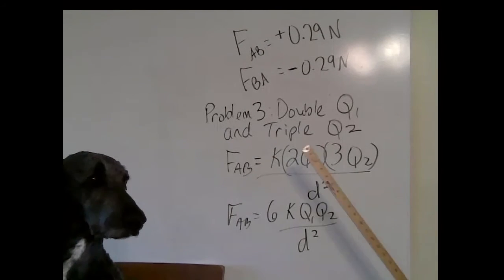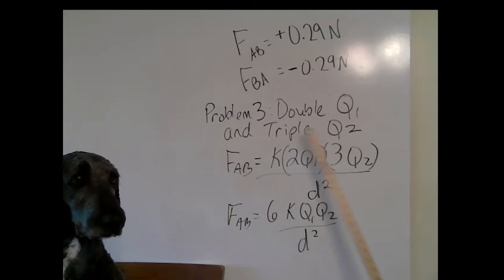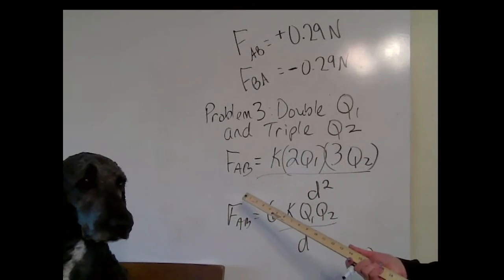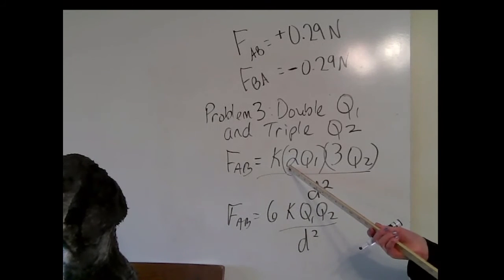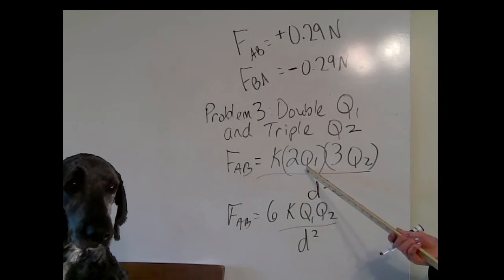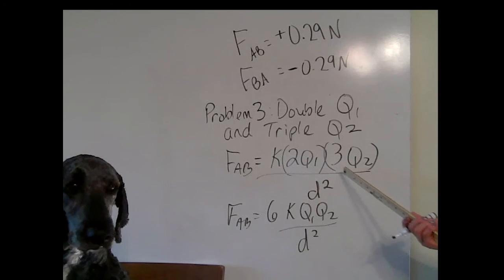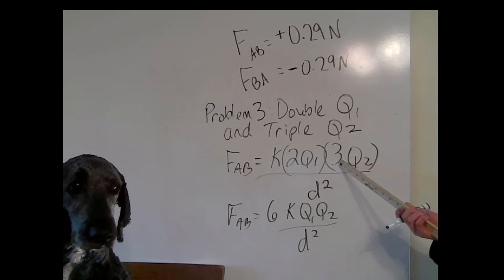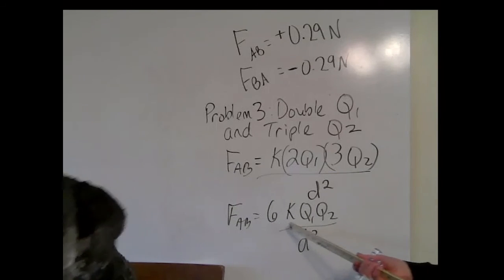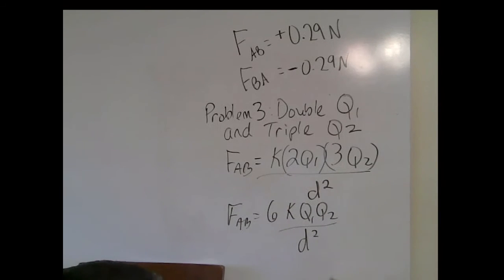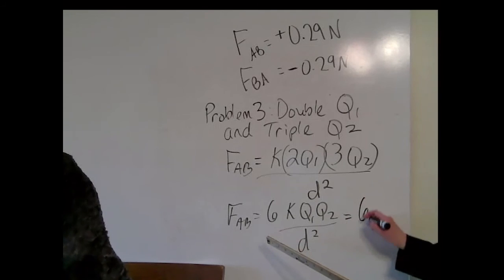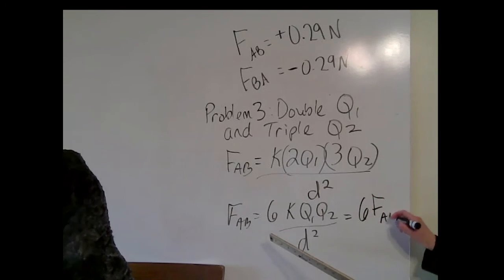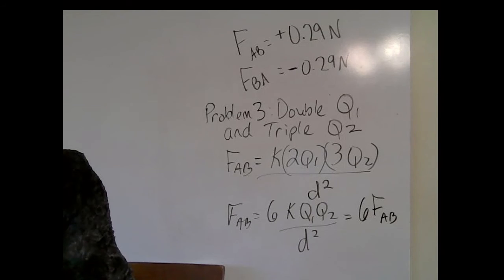Okay, in this problem here, we're going to double Q1 and triple Q2. So you'll see, it's a proportionality problem. K is the same. You're plugging in 2 times Q1 for Q1 and 3 times Q2 for Q2. That becomes 3 times 2, which is 6 times K Q1 Q2 over D squared. And so essentially what you have here is 6 times the force of A on B from the original problem.